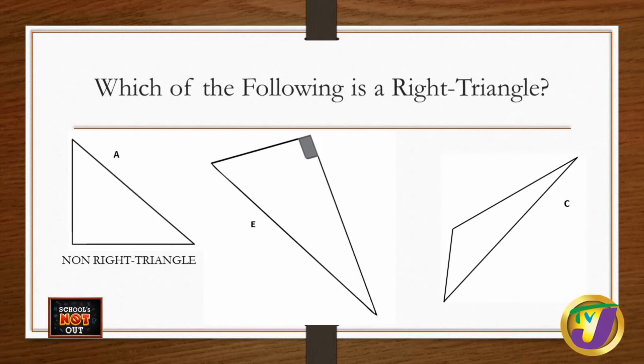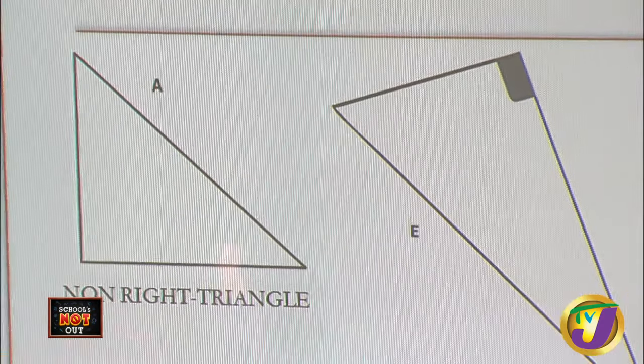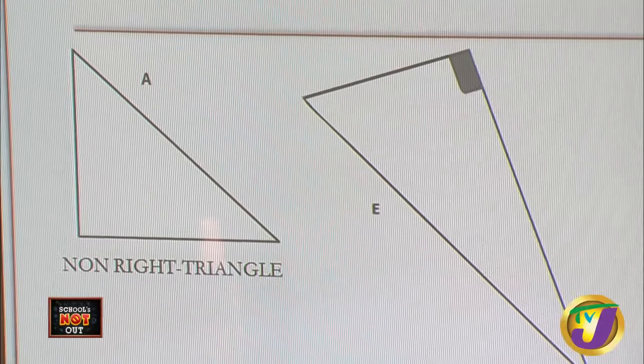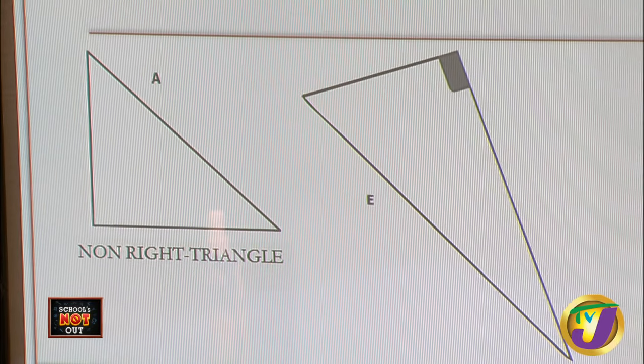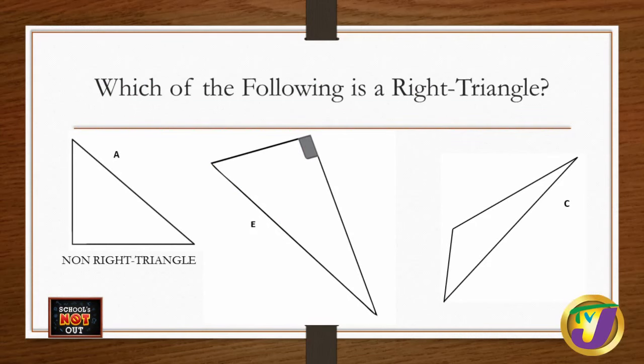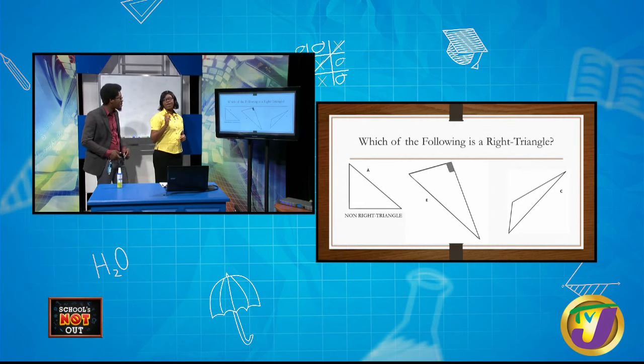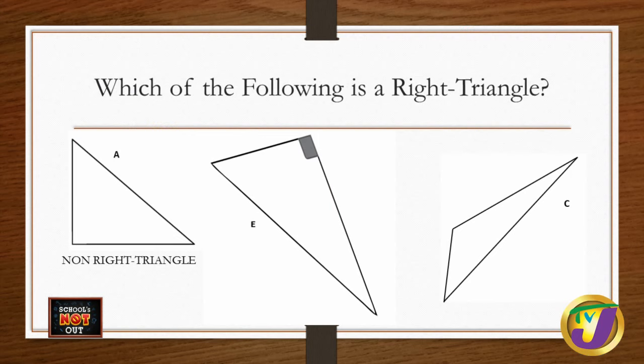Now, if the measure 90 degrees, or the representation, which is the square box, is not there in the diagram, then we cannot assume that it is 90 degrees. Because if it is 89.99999999999, it will look like 90, but it is really not 90 degrees. So it is not a right angle triangle. And we have to be precise in mathematics. Absolutely precise. All right, what about this one? I think we kind of gave it away already. True. Yes. And C. Correct. Did you all get it correct at home? We hope so. All right, let's continue.